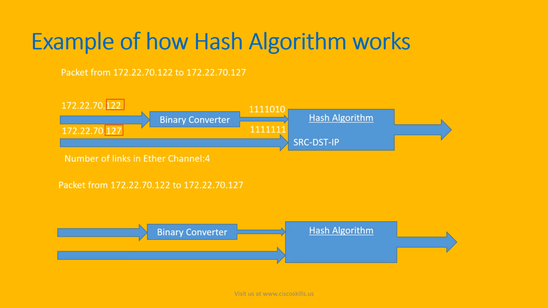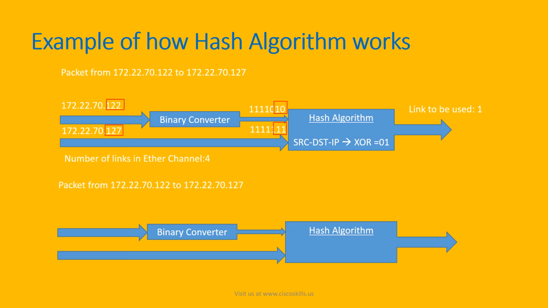And now we know that in the EtherChannel we have 4 links, so it requires 2 bits for this and for this, and the XOR operation of 1 and 1 is 0, and 0 and 1 makes it 1, so the link that will be used is link number 1.